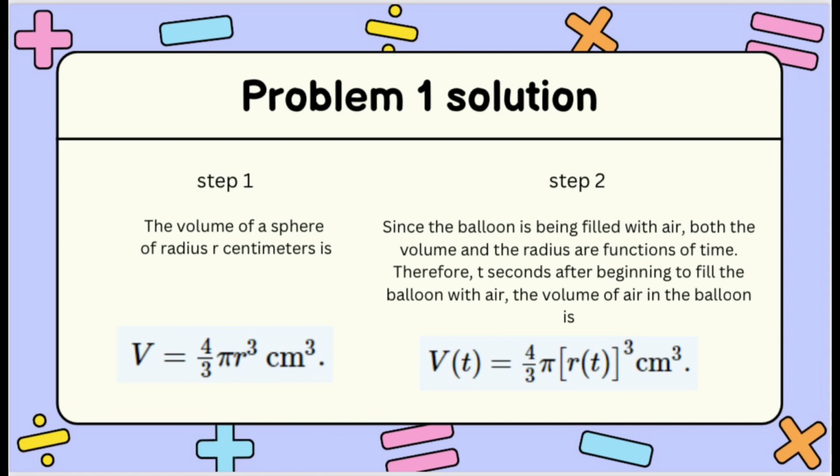Step 1. First of all, we have to identify the volume of a sphere of radius r, which the formula for that is V equals 4/3 π r³ cm³. Step 2. Since the balloon is being filled with air, both the volume and the radius are functions of time. Therefore, t seconds after beginning to fill the balloon with air, the volume of air in the balloon is V(t) equals 4/3 π r(t)³ cm³.